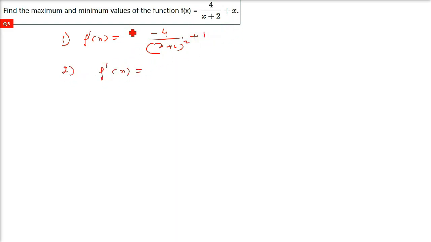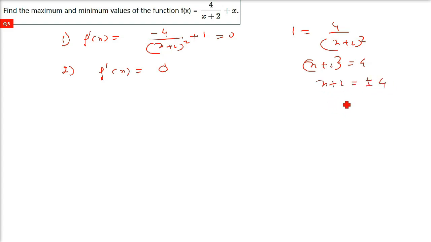Second step is to place this f dash x equal to 0. So we are equating this negative 4 by x plus 2 whole square plus 1 equals 0. What do we get? 4 by x plus 2 whole square is equal to 1. x plus 2 whole square is equal to 4. And x plus 2 is equal to plus minus 4. Alright? It's not plus minus 4, it will be plus minus 2.